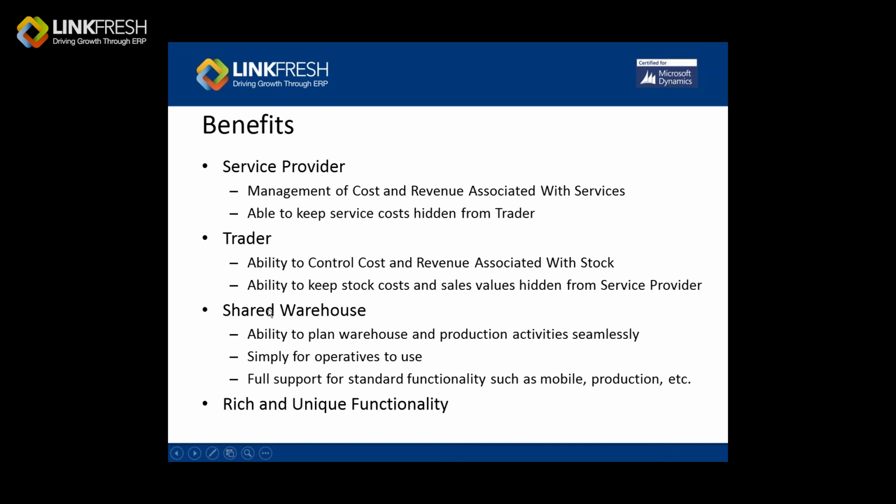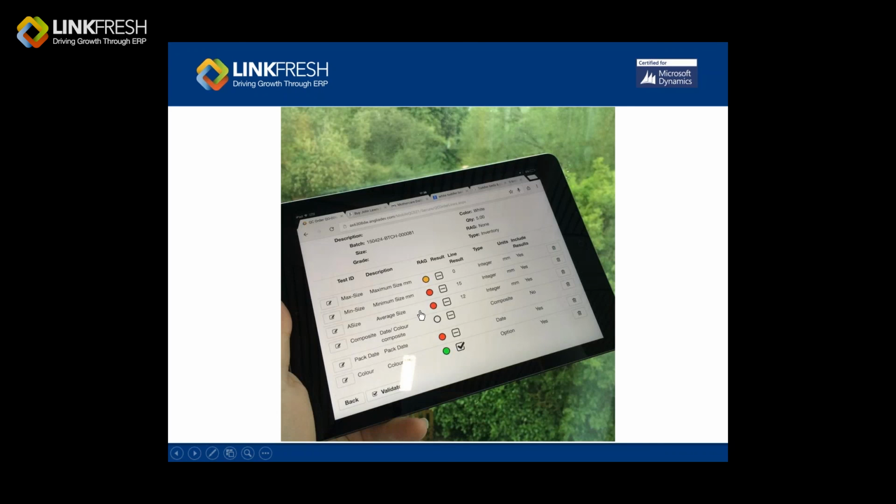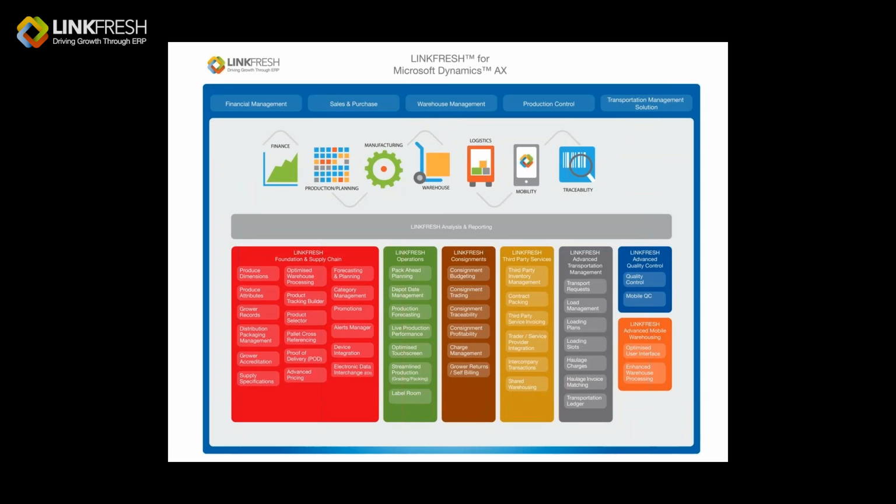Because ultimately, if the two knew each other's costs and revenue, they could potentially be manipulating their prices accordingly. And what this provides is the capability of running a full shared warehouse and full shared production facility. It's seamless for operatives to use, no logging in and out of different systems, and it's got full support for all the standard functionality such as the mobile and production, etc. So what we think is we've got here some really rich and unique functionality that we think adds real value to the AX product. Fully supported within this is the mobile QC and all other features within the LINKFRESH infogram.